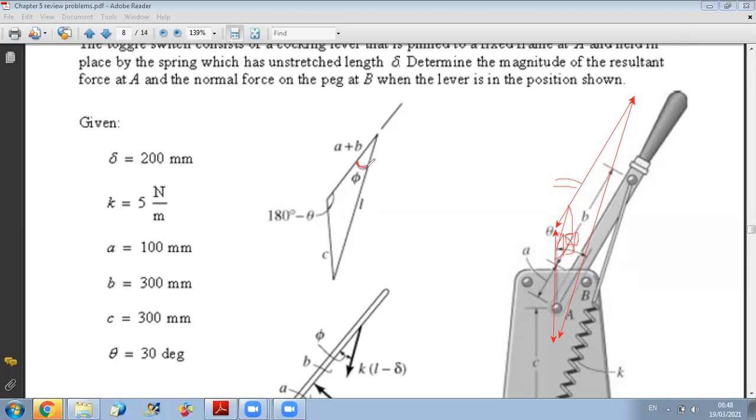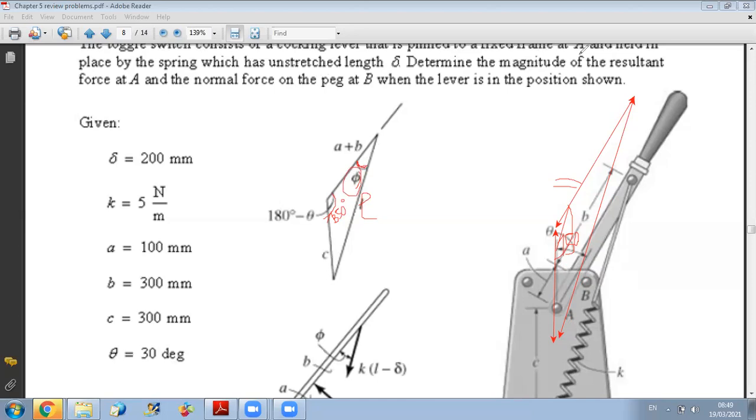It will be very easy to find phi because I already calculated L. So I have the length here, and I have the angle here equal to, sorry, 150 degrees. So now I can simply use the sine law. In this triangle, I can write that L over sine 150 is equal to C over sine phi, and then I can get the angle phi. And once I get phi, then I can project my force.